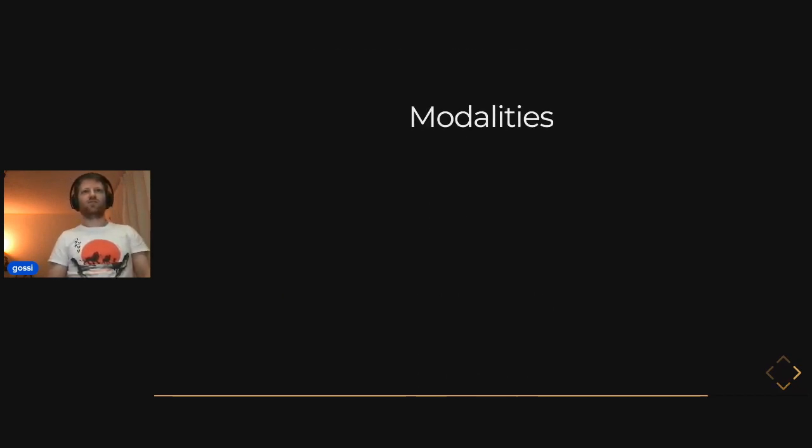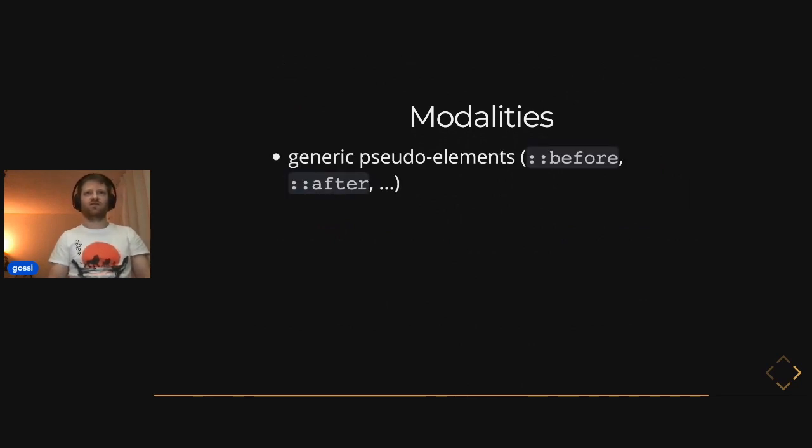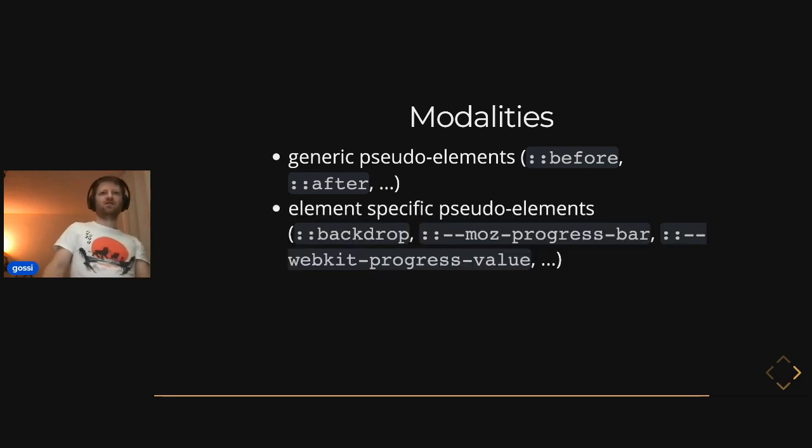For parts, we also have some modalities available. The first ones are just generic pseudo elements, like before and after. There are also element-specific pseudo elements, like backdrop for the new dialog element. Then there are some that come with vendor prefixes, like -moz-progress-bar, and for WebKit it's -webkit-progress-value, so they're not even aligned. And there's a couple of others as well.